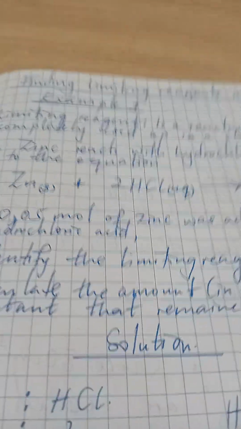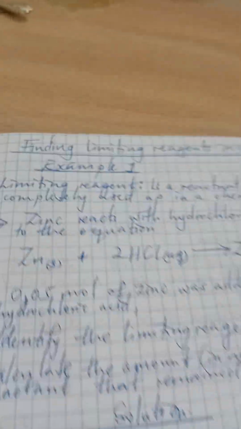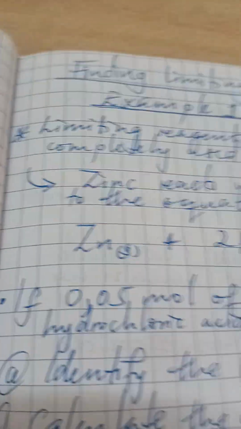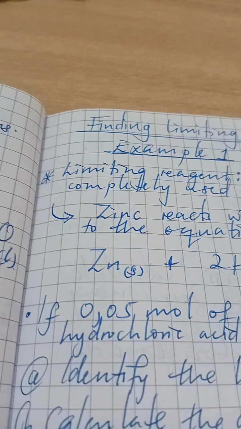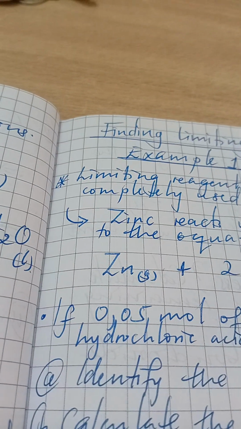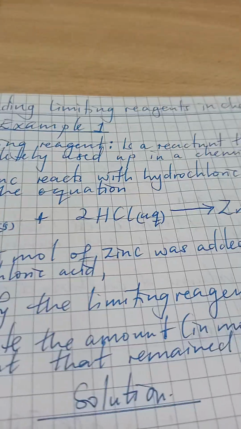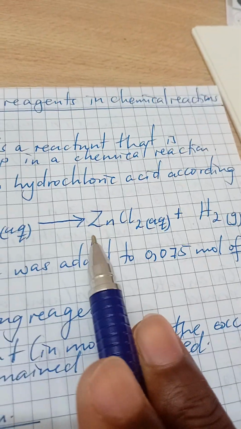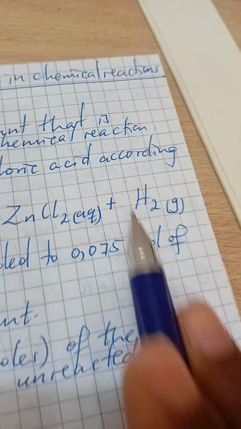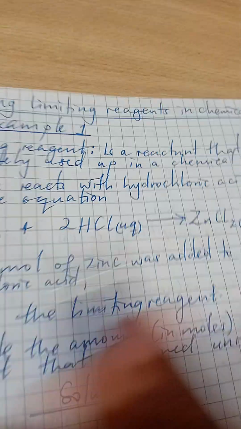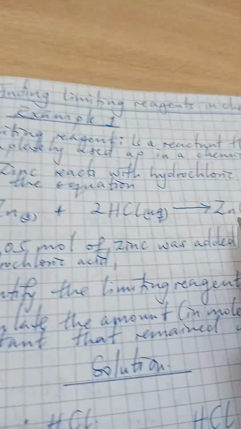Hello, today we are going to look at limiting reagents as our sub topic in our chemistry lesson. A limiting reagent is a reactant that is completely used in a chemical reaction. So, we have this example where zinc is reacting with the hydrochloric acid to give zinc chloride and the hydrogen gas. So that's the reaction taking place.